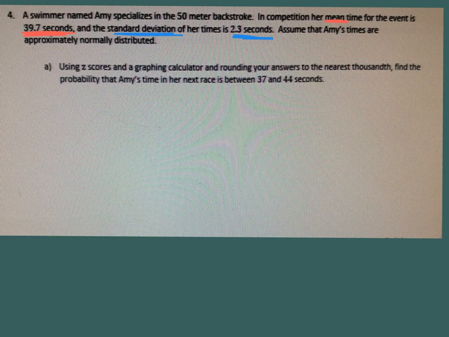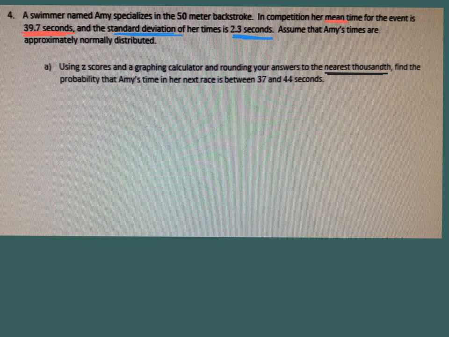Letter A says, using z-scores and a graphing calculator, rounding your answers to the nearest thousandth. I'm just going to underline that so we don't forget to do that. Find the probability that Amy's time in her next race is between 37 and 44 seconds. The first thing we have to do is determine the z-score that goes along with 37 seconds, then find the z-score that goes along with 44 seconds, and then use our calculator to find the probability of this event occurring.